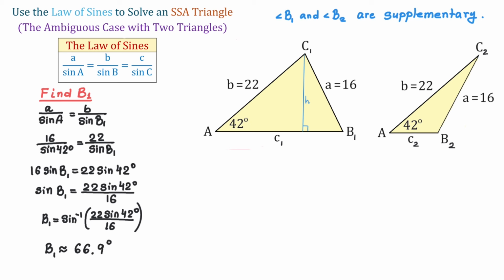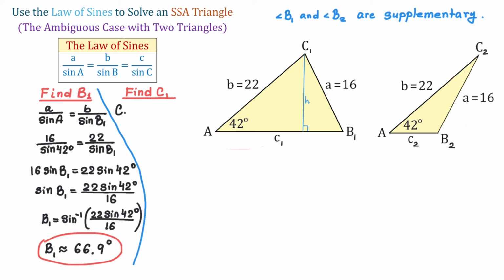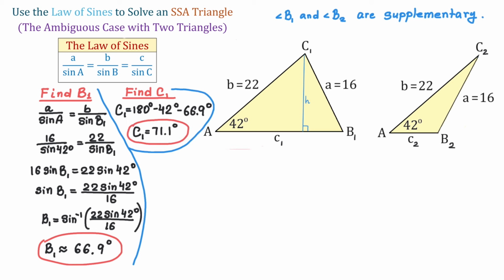66.9 degrees. Now, once we have the angle b sub 1, we can find the angle c sub 1 by subtracting these two angles from 180 degrees. So c sub 1 equals 180 degrees minus 42 degrees and minus 66.9 degrees. Then c sub 1 equals 71.1. And now, once we have the angle c sub 1, we can find side c sub 1.